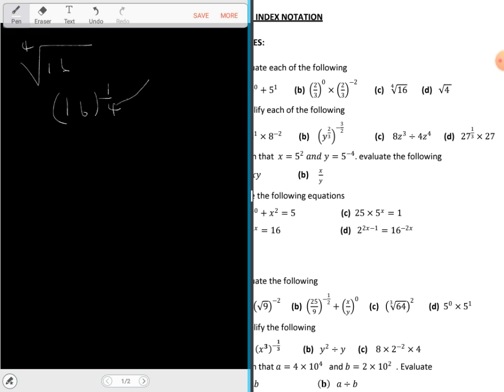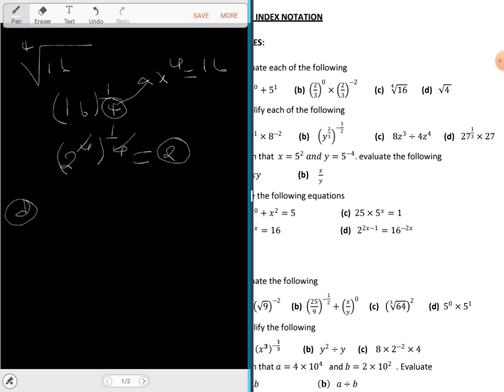And this means you are looking for a number which you can raise to the power 4 to give you 16. That's 2 to the power 4. 2 to the power 4 gives you 16. Then you can cancel there and there. So the answer here becomes 2. So the fourth root of 16 is actually 2.